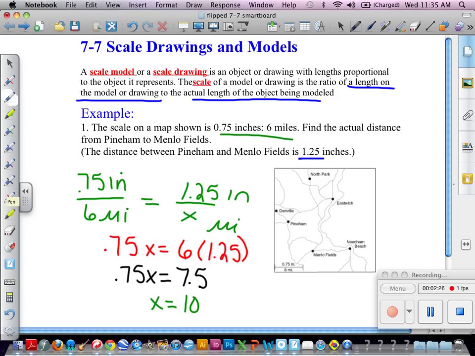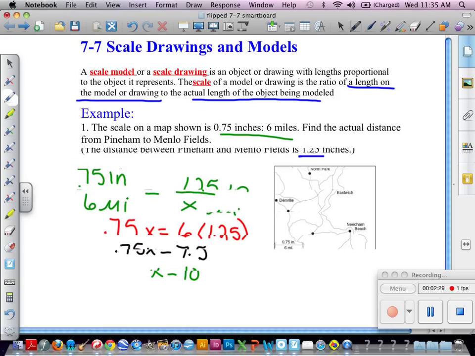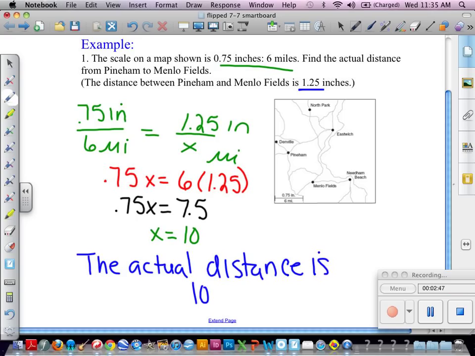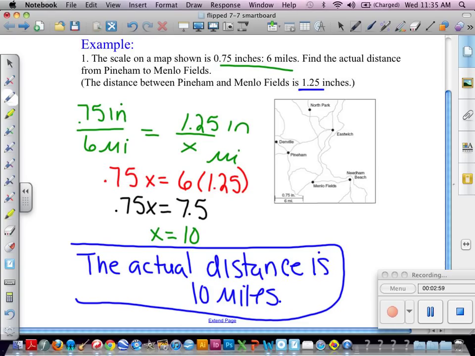Now, I'm running out of room here, but when we do word problems, we really need to not just have X equals 10, but we need to say what X represents. It represents the actual distance, which is 10 miles. And some of you are getting really good at this. You're writing the sentences. Others still need some work with that. So don't just write 10 and box it in, but I need to have a sentence. I need to know what your 10 really represents.